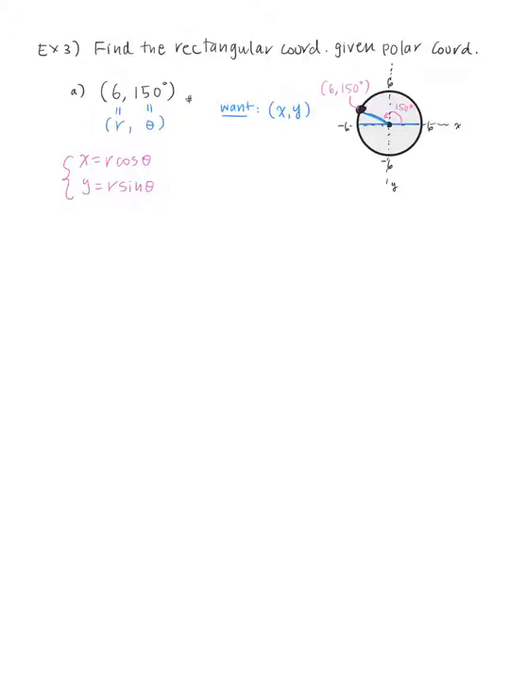Keep that in mind. So x is going to equal r, which is 6, times cosine of 150 degrees. Cosine is going to be negative in quadrant 2, so here what we're going to get is negative root 3 over 2. So our answer is, I'm running out of room again, negative 3 root 3.